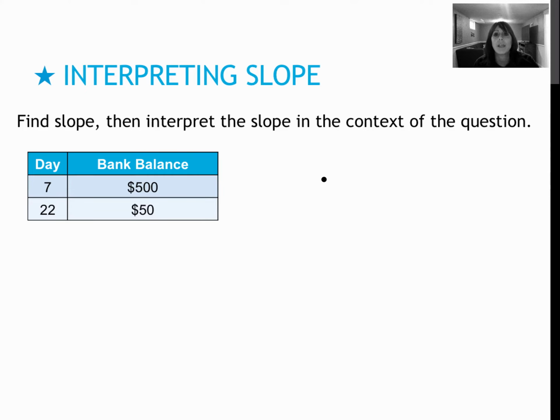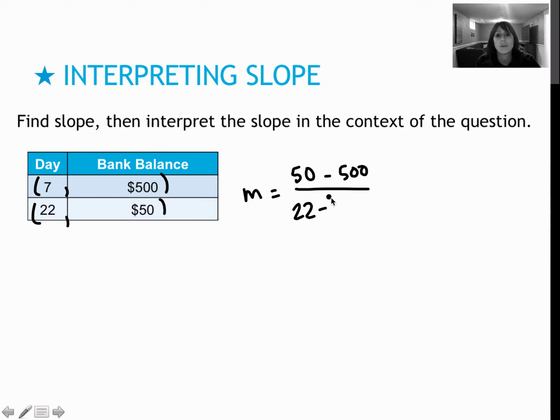For this question, I would like you to find the slope and then interpret what it means in the context of the question. So again, we're dealing with an ordered pair of 7, 500 and 22, 50. And I'm going to find the slope using the slope formula. So I'm going to take my second y minus my first y over my second x minus my first x.